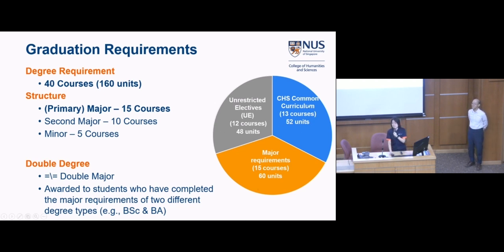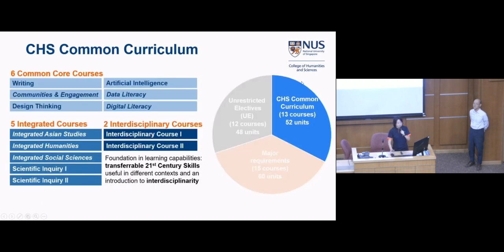Okay, so what's within this common curriculum? In the common curriculum, we provide these 3 parts of the training. First one is common core, and then we also have 5 integrated courses, and also 2 interdisciplinary courses. So with these 13 courses, we're providing you foundational essential skills, such as AI, digital literacy, knowing more about Asia, knowing more about social sciences, all these foundational skills, and also provide an introduction to interdisciplinarity for you in this common curriculum.